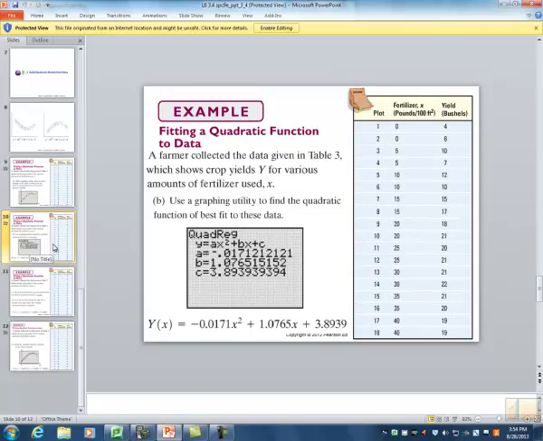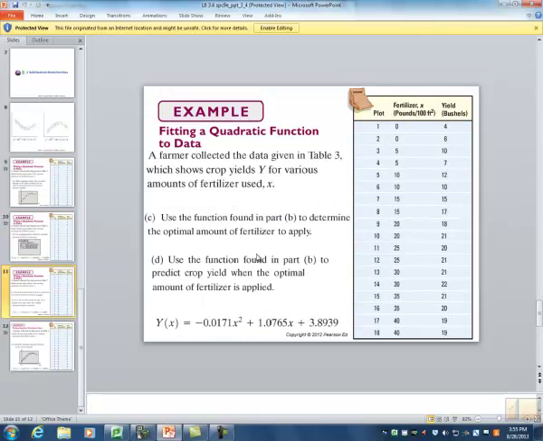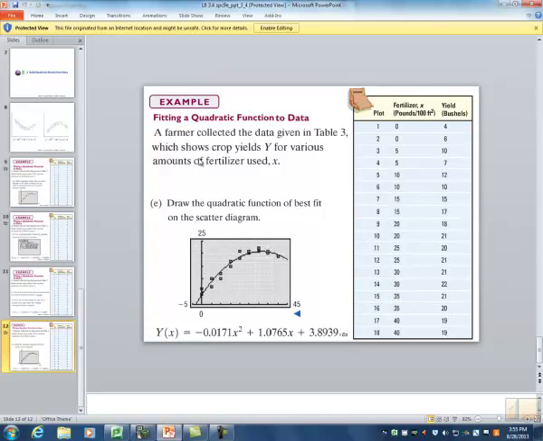Okay, so once we get that, at that point, use a graphing utility to find the quadratic function that best fits the data. And that's our quadratic function right there. Use the function in part B to determine the optimal amount of fertilizer to apply. The farmer has collected data in table 3, which shows the crop yields for various amounts of fertilizer. Draw the quadratic function of best fit.